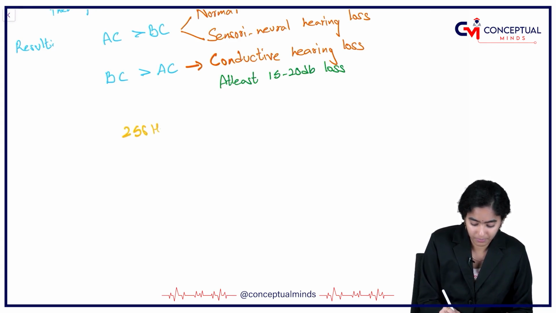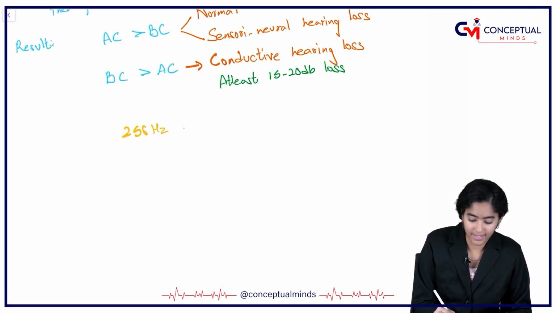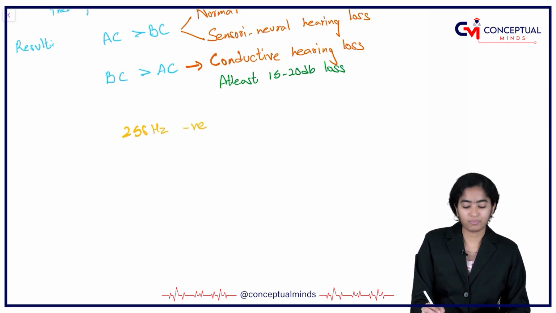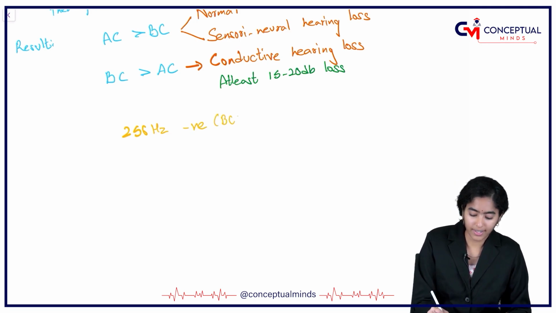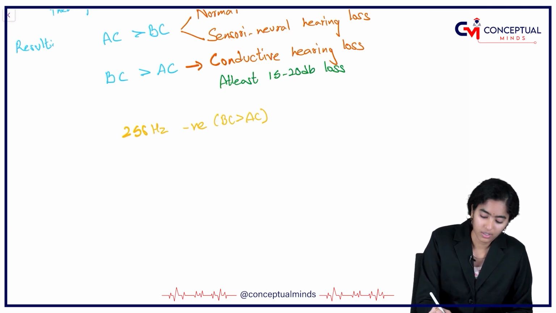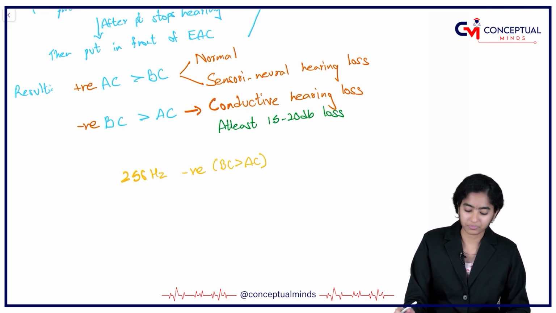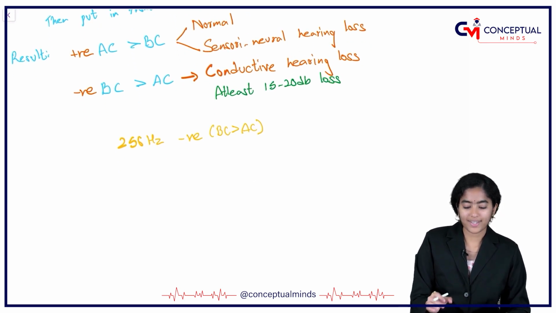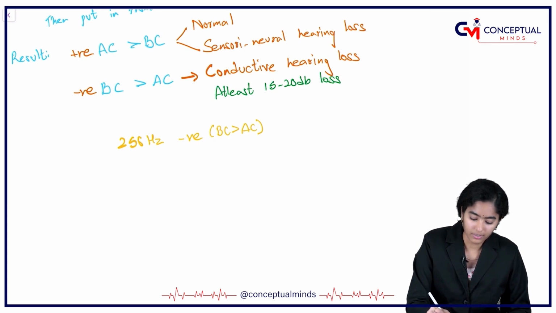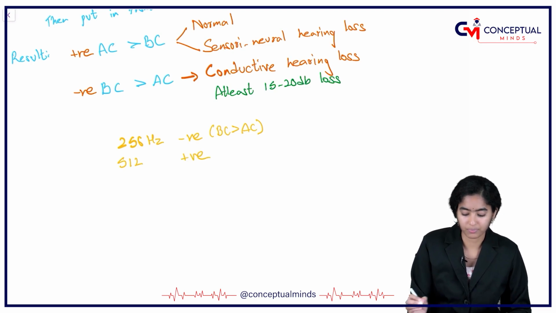256 Hz. At 256 Hz, the test is negative. Test is negative means bone conduction is better than air conduction. If air conduction is better than bone conduction, then the test is said to be positive. If bone conduction is better than air conduction, then the test is negative. So at 256 Hz, the test is negative, and at 512, it is positive.